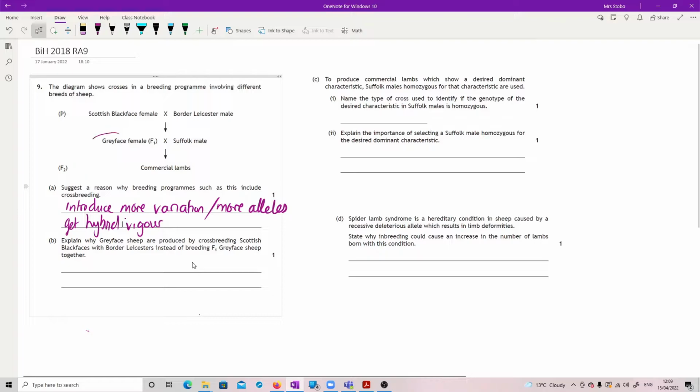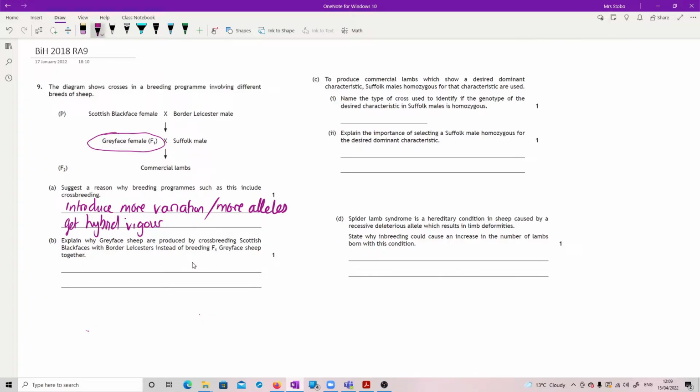Okay, explain why grey-faced sheep are produced by crossbreeding Scottish blackface with Border Leicesters instead of breeding the F1. Okay, so the issue would be if we bred the F1, then what you'll get is more variation. Whereas if we just breed our parental cross that we have at the top here, we always get the grey face. Okay, so it prevents you getting more variation. Gosh, I think my writing is just getting worse as I use this more, but never mind.